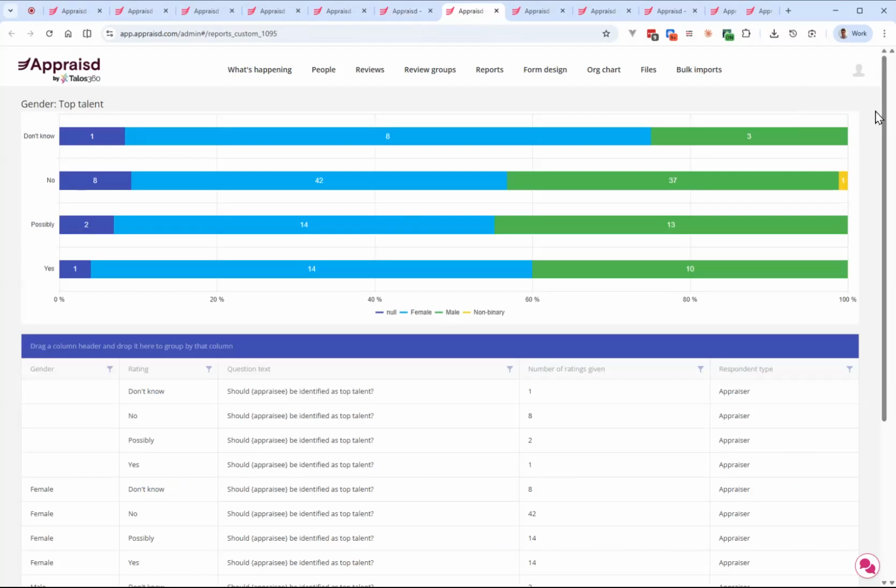I've got another chart which is split out by gender, and these are responses to the question, should this person be considered as top talent, go into our top talent pool? And again, in this case, we can see that for those people who were marked as yes, they should be going to a top talent pool, they're more likely to be women.